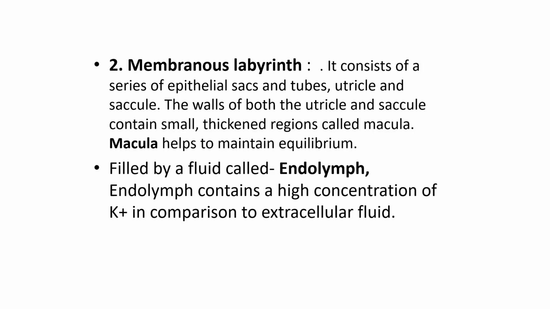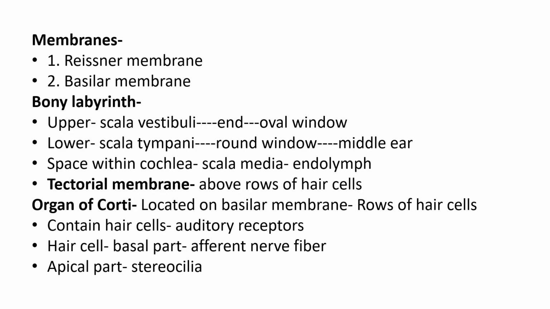The walls of both utricle and saccule contain thickened regions called macula, and macula helps to maintain equilibrium, and it is filled with a fluid, that is endolymph, and the endolymph has a higher concentration of potassium as compared to the extracellular fluid. The internal ear detailed structure.